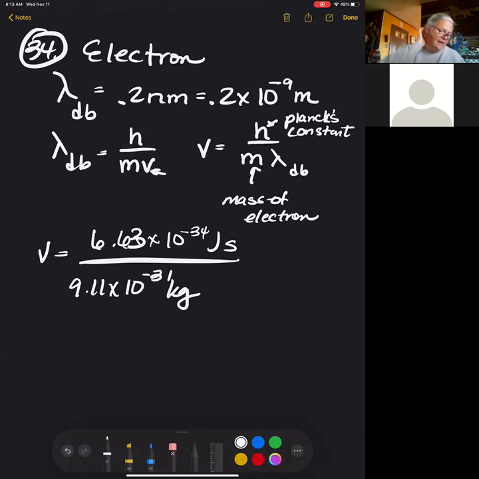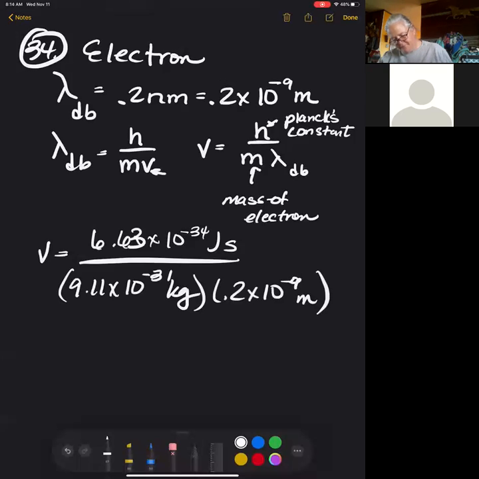You couldn't find a different time to get a drink of water? Okay. And then I've got my wavelength right here, which is 0.2 times 10 to the negative 9 meters. I'm sorry, my dog is so loud getting a drink of water.